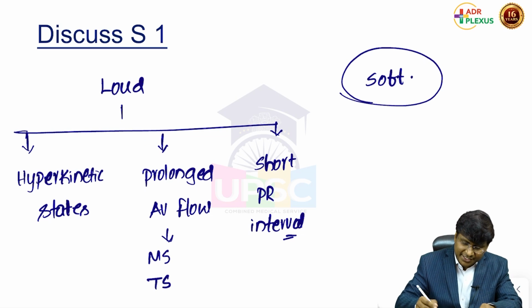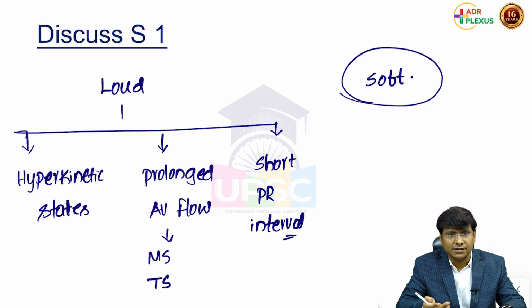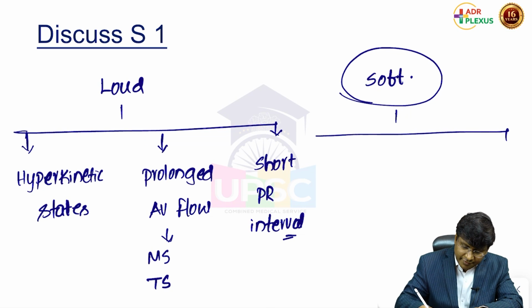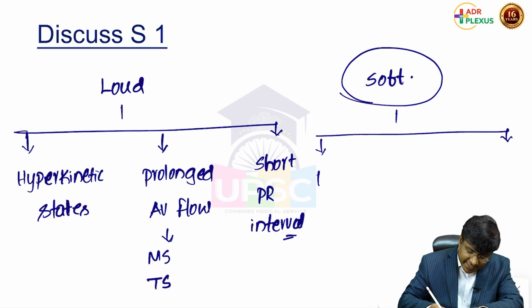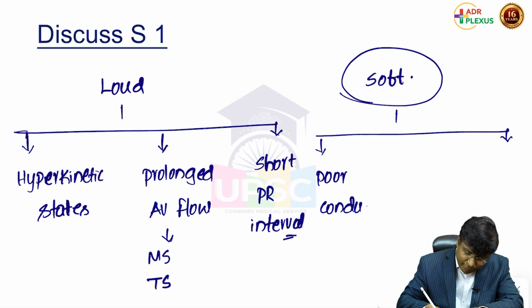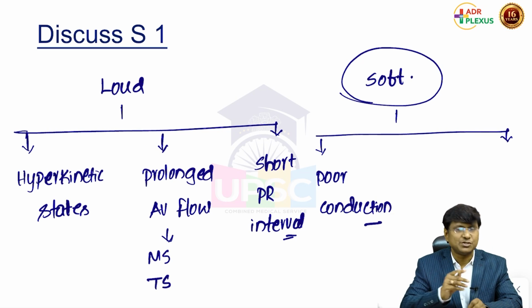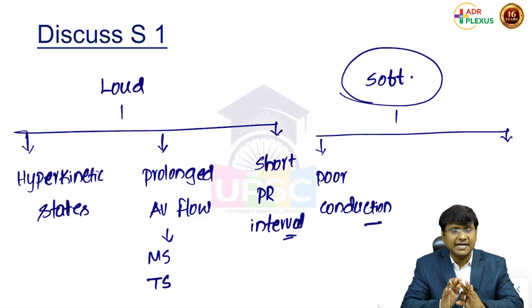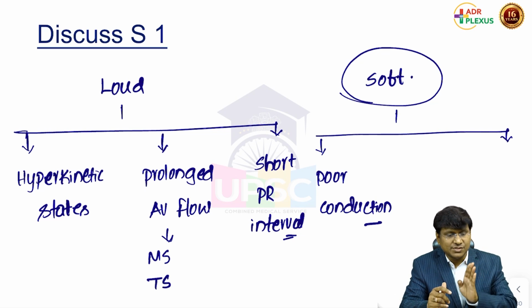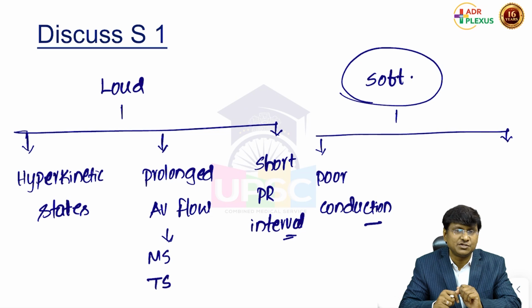Then what are the conditions where you'll have the soft S1? You will have soft S1 wherever there is poor conduction of the sound, right? Wherever you have poor conduction of the sound to the surface of the chest, like obesity, emphysema, pericardial effusion, left-sided pleural effusion. So in these conditions, there is poor transmission of the sound to the surface of the chest. Thereby you will have soft S1, right?